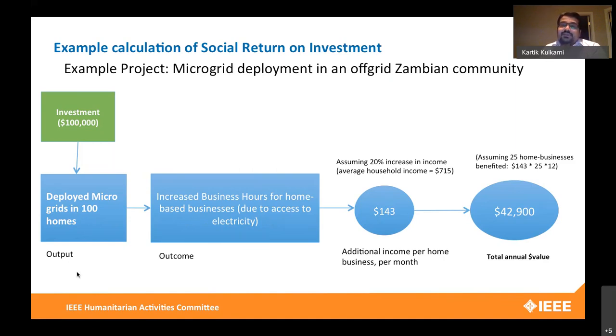Then we can give a value to it. So if the average household income in this community was $700, then because of your project, because of you increasing the business hours of some home-based businesses, you accounted for, let's say, a 20% increase in the income. So that's $143, right? Now, if you multiply this by the percentage of the home-based businesses, in this case I'm assuming it's 25, and you annualize the returns, you could say that there was $42,900 of returns created.